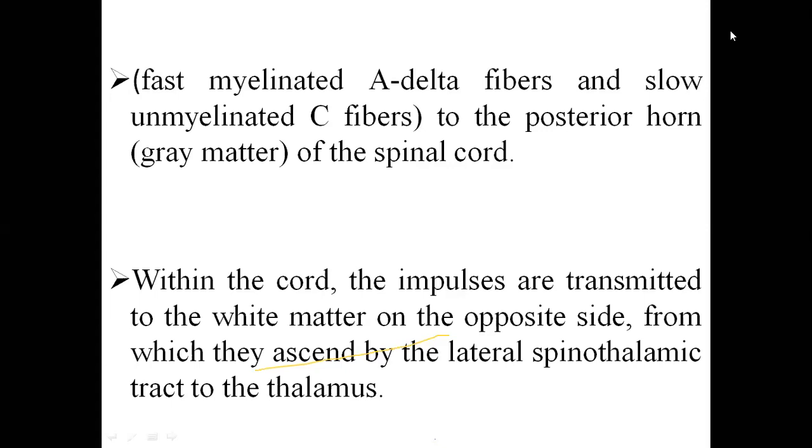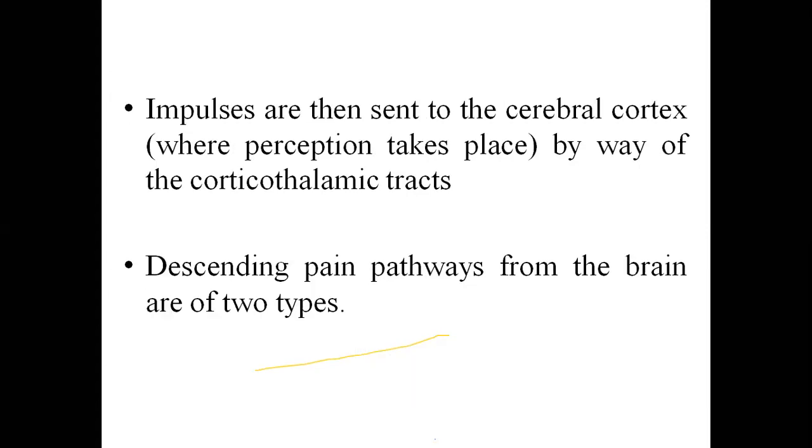That's what this is trying to explain to you. Within the cord, the impulses are transmitted to the white matter on the opposite side, from which they are sent to the lateral spinothalamic tract of the hypothalamus, thus explaining the pain pathway further. Next slide, please. So when this happens, impulses are then sent to the cerebral cortex where perception takes place by way of the corticothalamic tract. The descending pain pathway from the brain has two types.